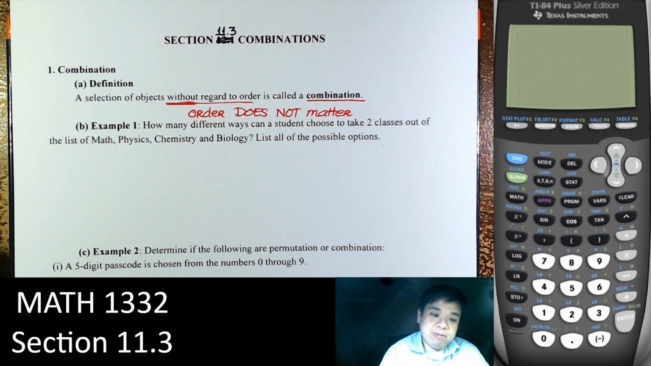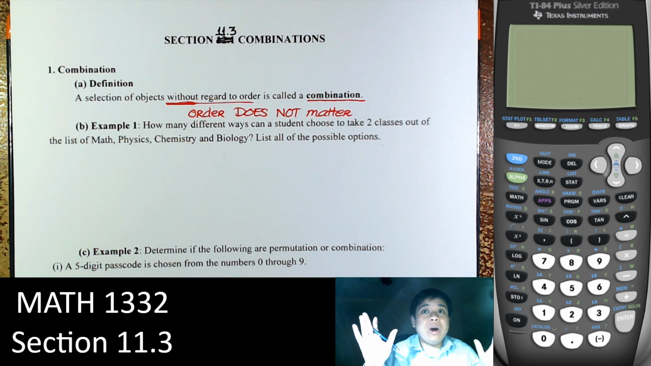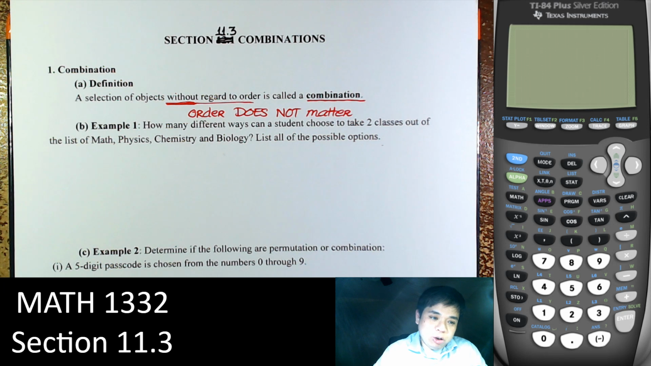Now, assume that we don't have any formula whatsoever. Let's see how it works. Of course, we don't have the formula for combination yet, so we just have to do it by counting. The first example: how many different ways can a student choose to take two classes out of the list math, physics, chemistry, and biology? Let's say we're not talking about the schedule of the classes. We're just talking about what type of class a student can choose. So he or she will choose two of these four different classes.